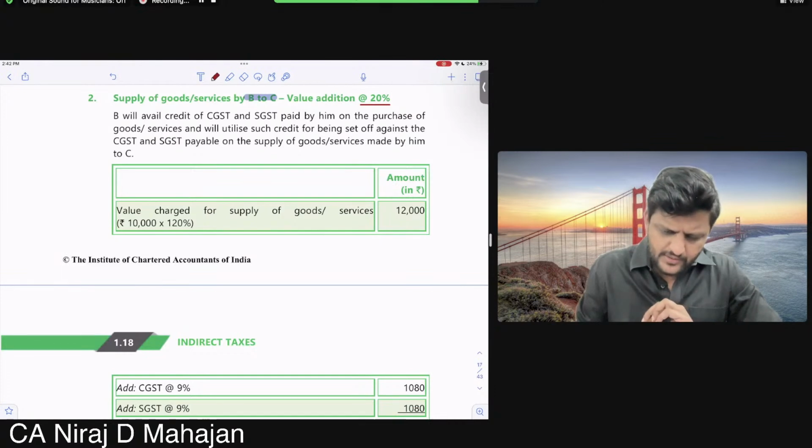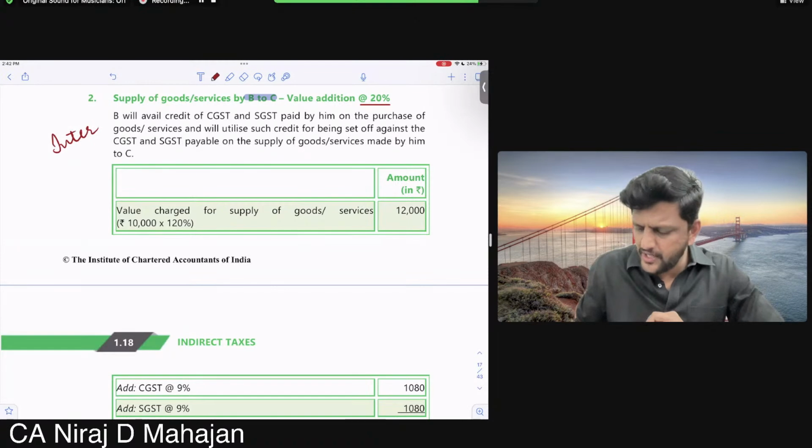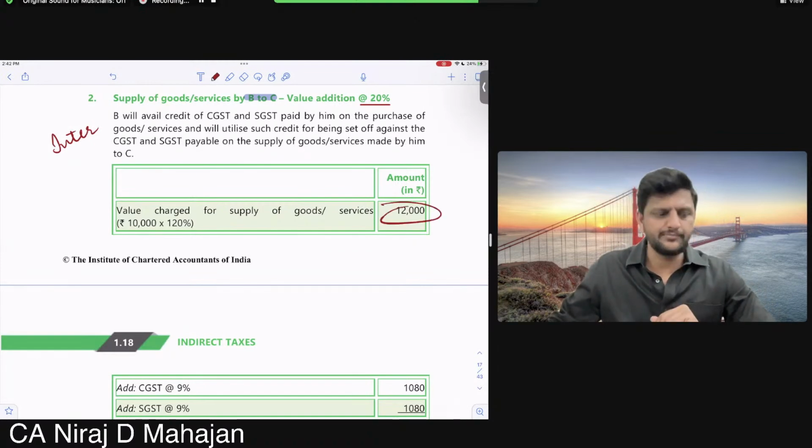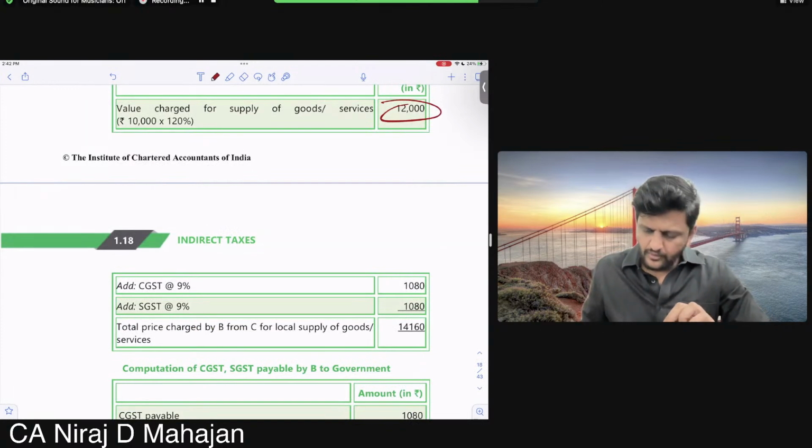B to C, बच्चों, value addition is what? 20%. So he has purchased net of taxes 10,000. He is doing his own value addition of 2,000. 20%, so 12,000. Now, this is also still intra, okay? Within the state only. So now B will charge on 12,000, 9% and 9%. Is it okay बच्चों? है ना? So total invoice price is 14,160.